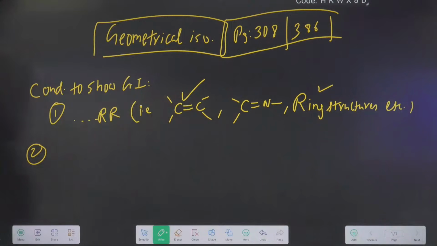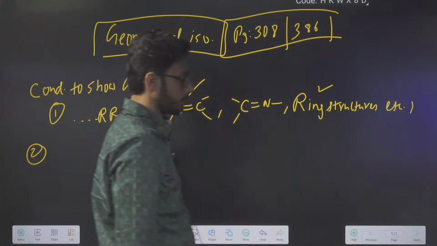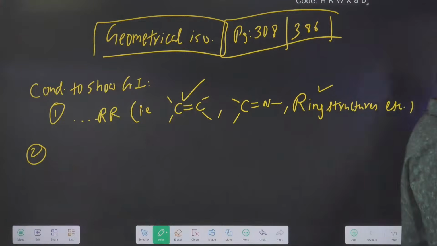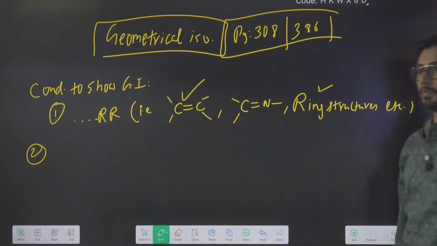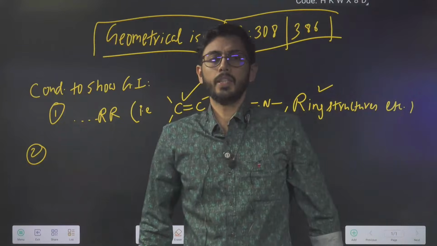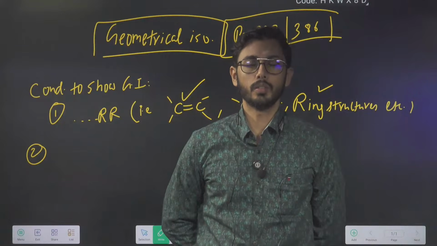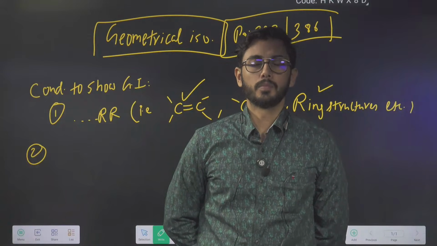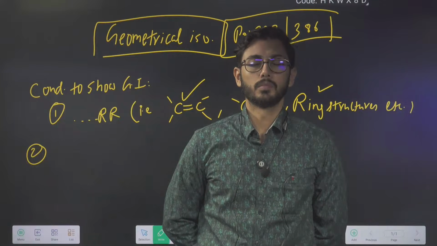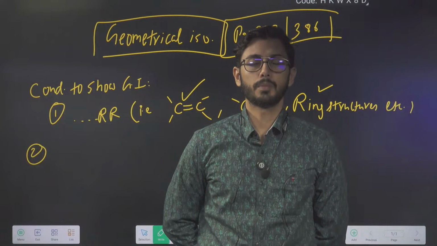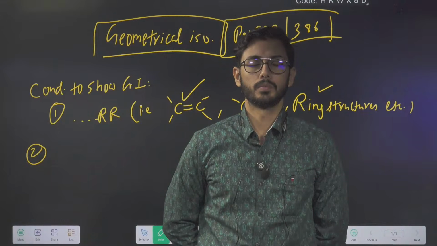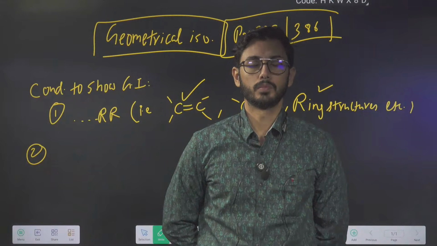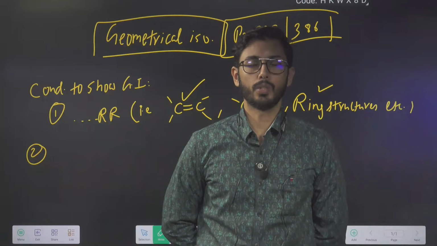Second point is, at each end of the restricted bond, there must be two different groups.